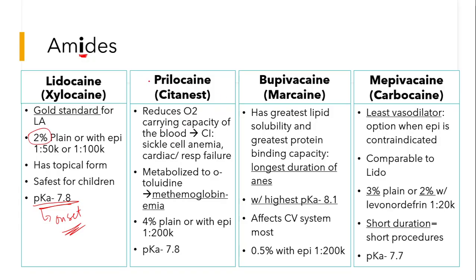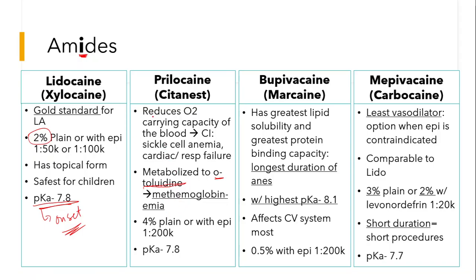All right? Next stop is prilocaine or your Citanest. One thing to take note of with this is that it reduces the oxygen carrying capacity of the blood, so it is contraindicated for patients with blood disorders, such as sickle cell anemia, or patients with cardiac or respiratory failure. Now, prilocaine is metabolized to O-toluidine. Okay? O-toluidine, which can eventually cause methemoglobinemia.